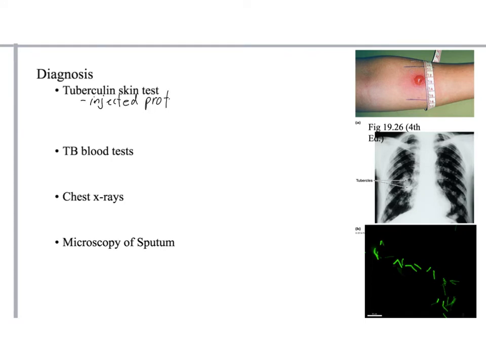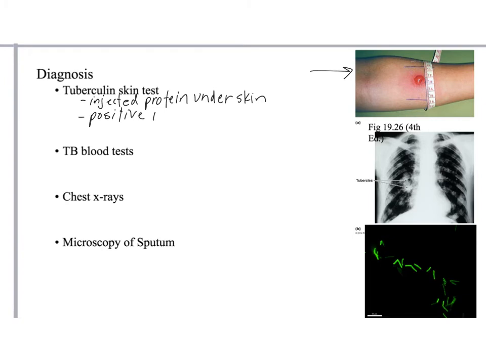The protein, we call it PPD, purified protein derivative. I think it's intradermally is how they say it, under the skin. You have to read it. You have to go back to the doctor's office or the nurse and read it between 48 and 72 hours later, and you'll get a nice area of inflammation there.